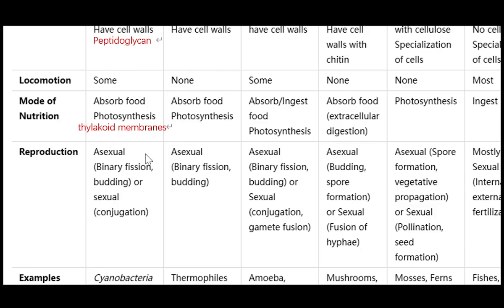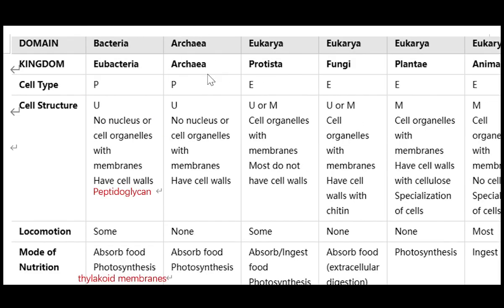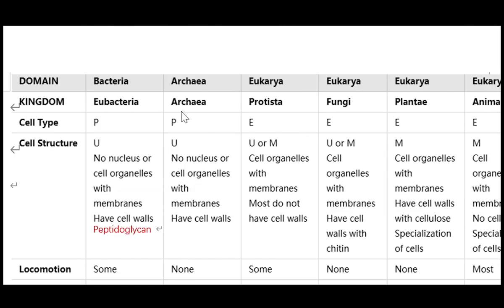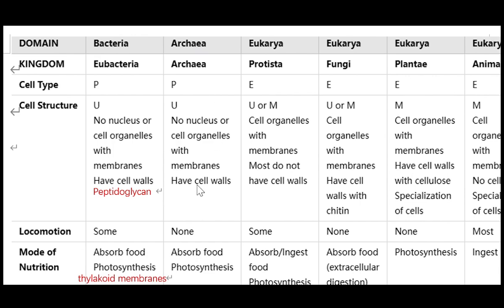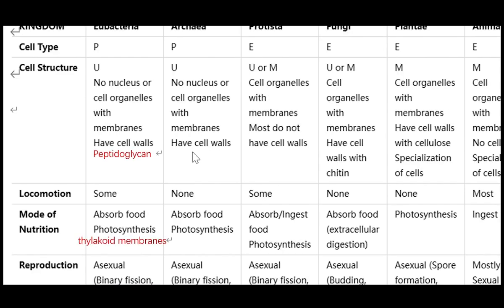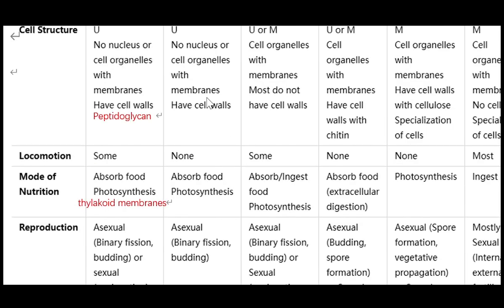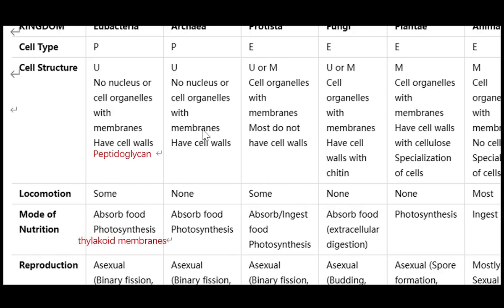And how do they reproduce? They can reproduce either asexually or sexually. And for the kingdom Archaea, again, they're prokaryotes and they're unicellular, which means they do not have a nucleus or membrane-bound organelles. They're very similar to bacteria. However, they do not have peptidoglycan. What they have is pseudo-peptidoglycan, and pseudo means fake in this case. They do not have peptidoglycan in their cell walls.